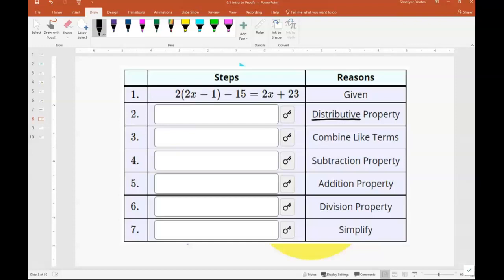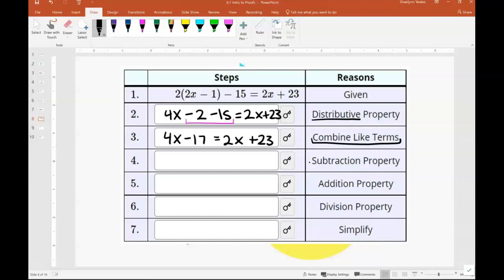We're going to distribute that 2 through that first set of parentheses, giving us 4x minus 2 minus 15 equals 2x plus 23. On the next step, we are combining like terms. The only like terms I can see that we can combine would be this negative 2 and this negative 15, making this 4x minus 17 equals 2x plus 23.